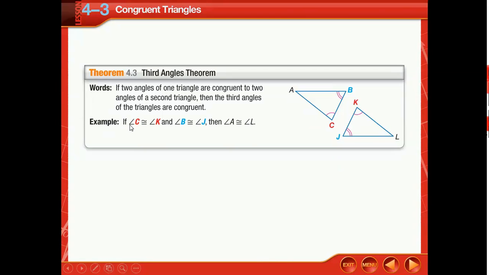So if angle C is congruent to angle K, I need to slow down a little bit. I need to take a chill pill. Shouldn't have drank so much coffee right before I recorded this video. And angle B is congruent to angle J. So if we have two congruent angles of two triangles, then angle A, the third angle, has to be congruent to the other third angle, L. Deep breaths. Should get a brown paper bag or something.